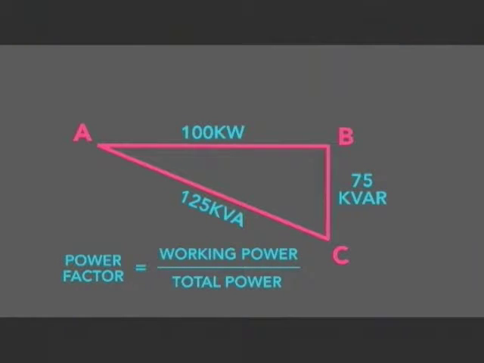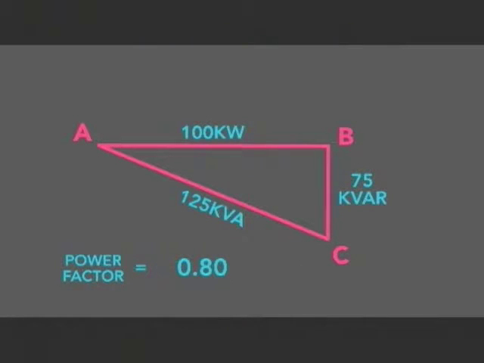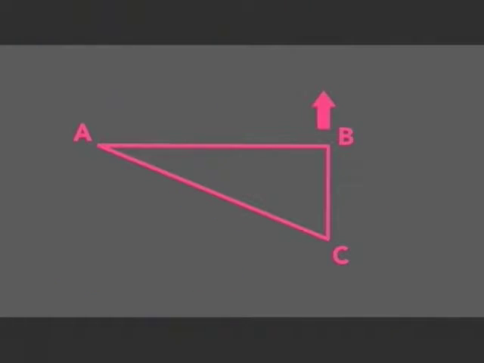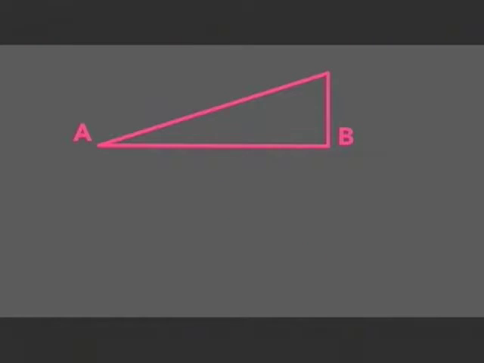If the value for the working power is 100 kilowatts, and the value for the total power is 125 kilovolt amperes, the power factor can be found by dividing 125 into 100. The answer is 0.80, or a power factor of 80%. If there's an excess of capacitive power beyond what is needed to cancel out the inductive power, this will also affect the power factor. It can be expressed in a power triangle that forms on the other side of the line AB.